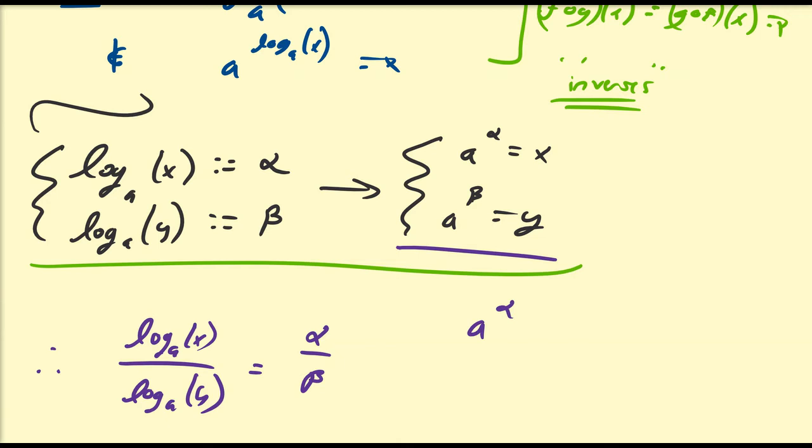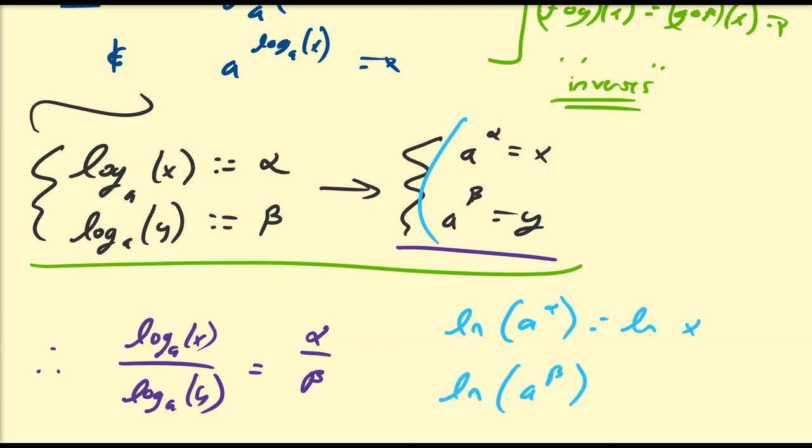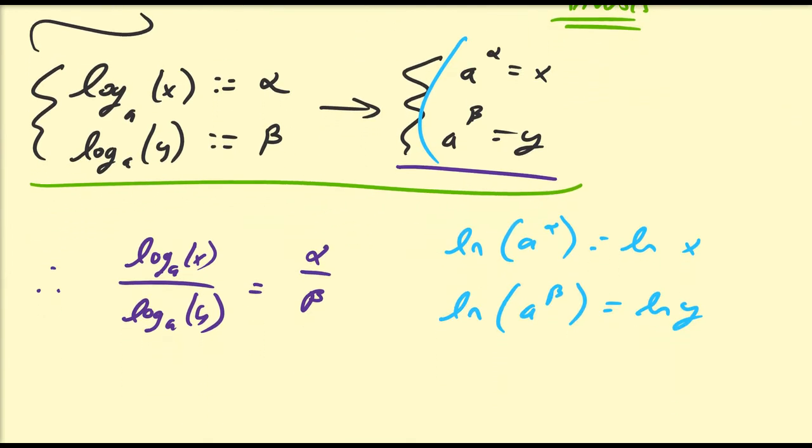So what do we get? Let's see. Actually, what I want to do is apply logarithms to this expression. So I'm going to take the natural log of a to the alpha, which is equal to the natural log of x, and I'm also going to have the natural log of a to the beta, which is equal to the natural log of y. You're going to see what I'm doing in a minute here.